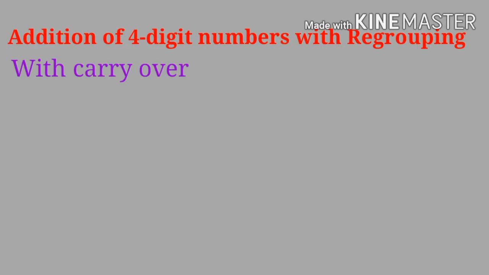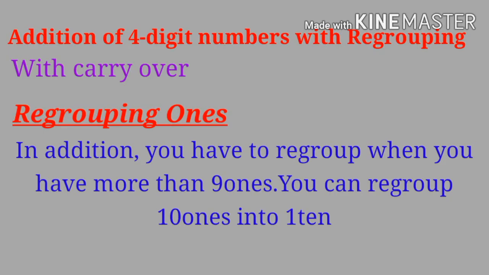Addition of 4-digit numbers with regrouping with carryover. Regrouping ones: in addition you have to regroup. When you have more than 9 ones, you can regroup 10 ones into 1 ten. How to regroup? Come, let us learn how to regroup using some examples. Okay, let us solve some of the examples.